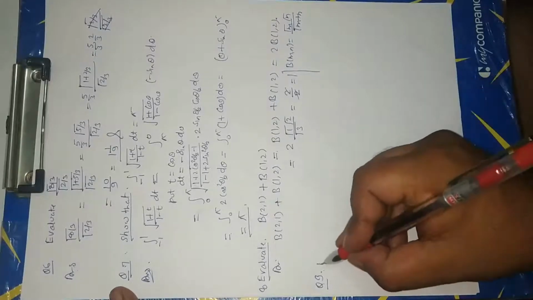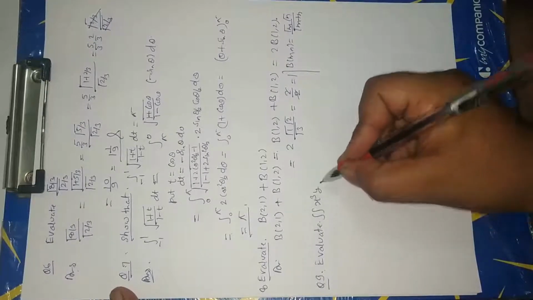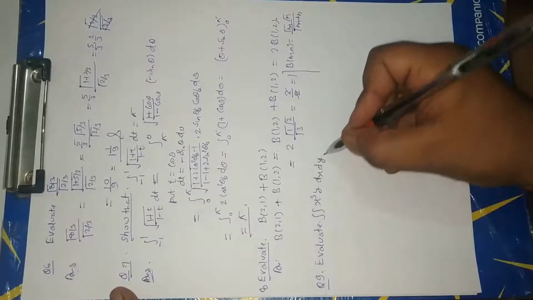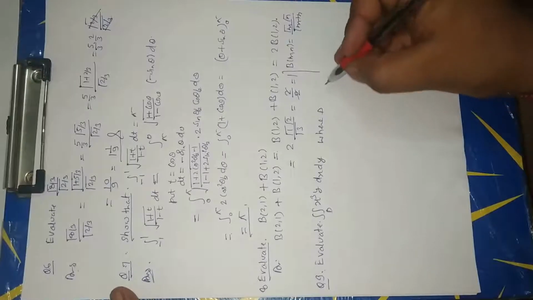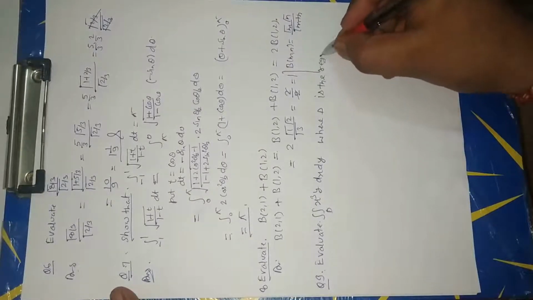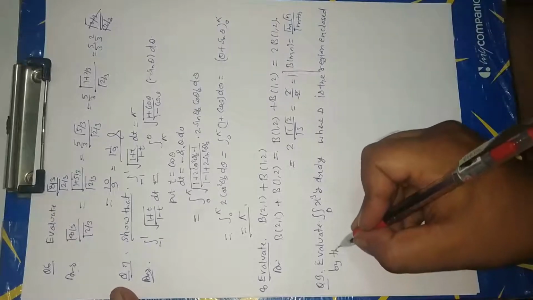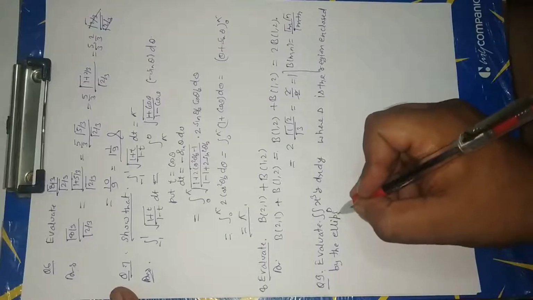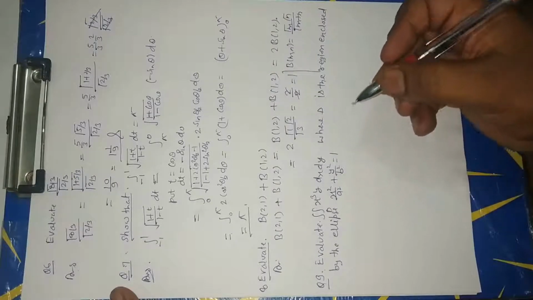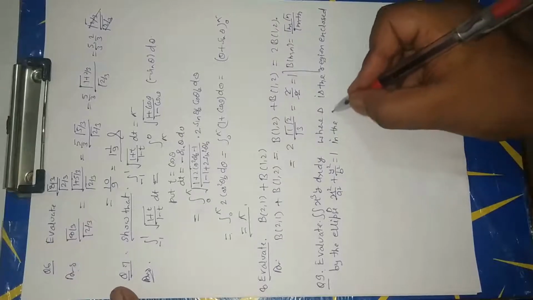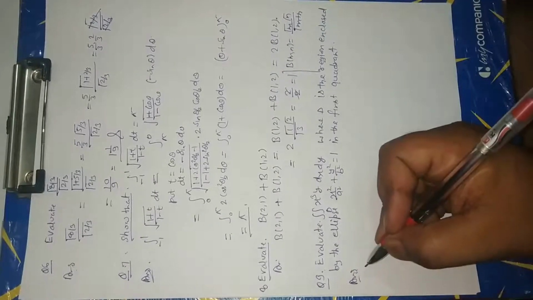Now next, question 9. Evaluate the double integration of x cube y dx dy, where D is the region enclosed by the ellipse x square upon a square plus y square upon b square equal to 1 in the first quadrant. Now the solution.